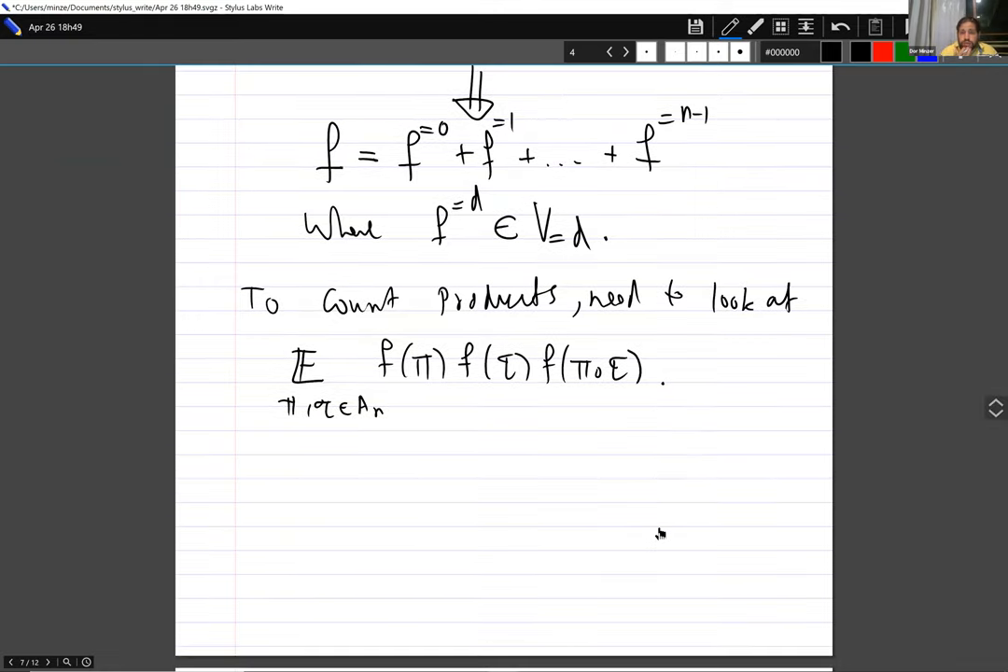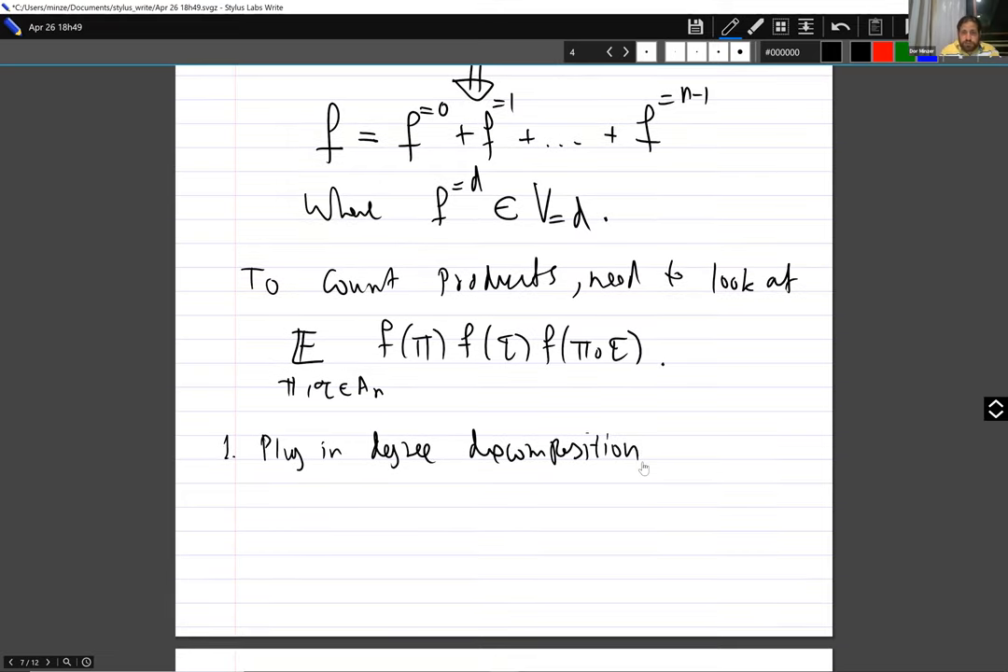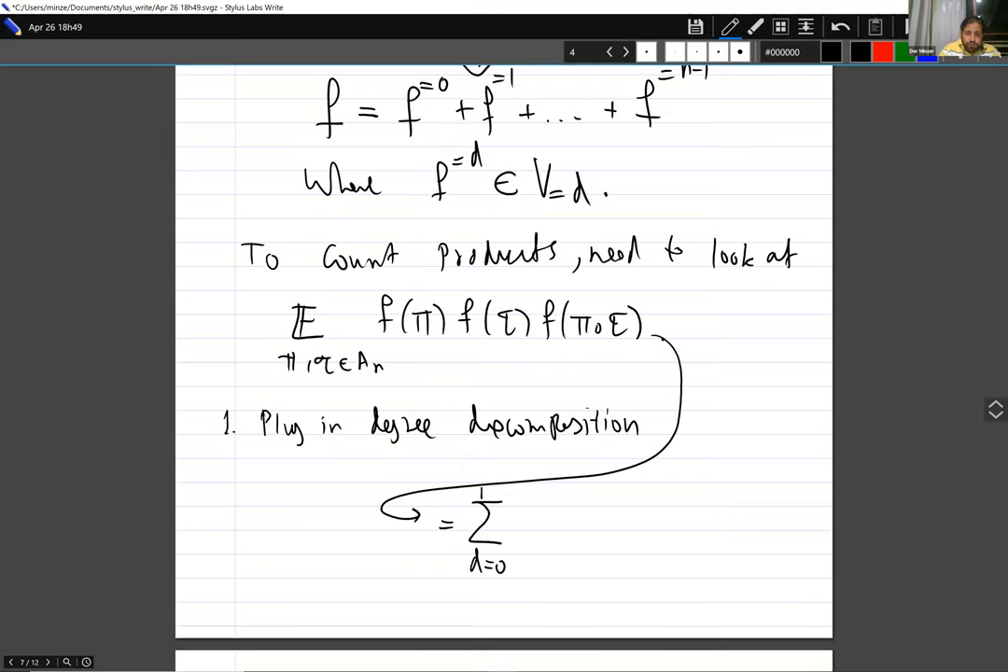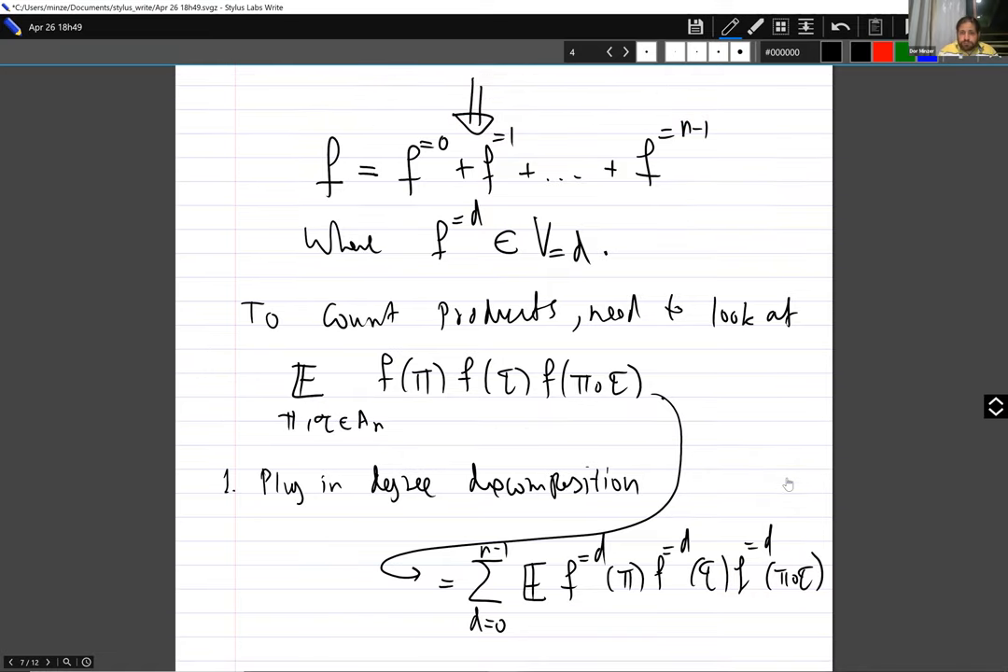So what do you do? Well, the first step is you plug in your degree decomposition. And after some not too difficult arguments, you get that this expectation is equal to the sum of contributions from all of the degrees, d equals zero to n minus one, of the expectation of f equals d of pi, f equals d of tau, f equals d of pi composed with tau.